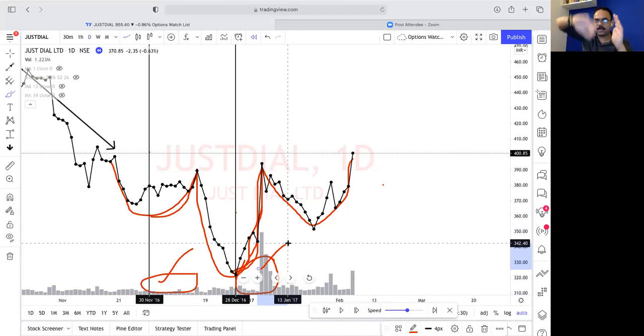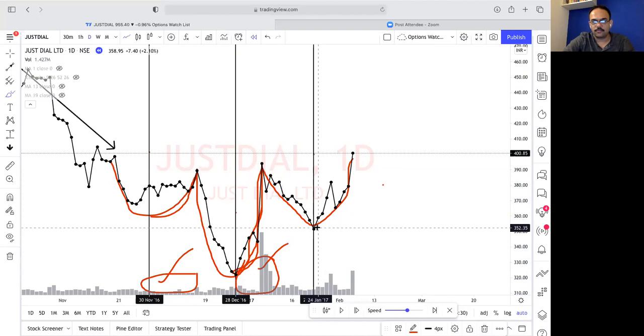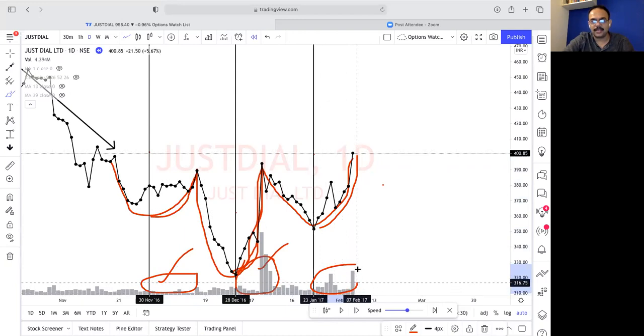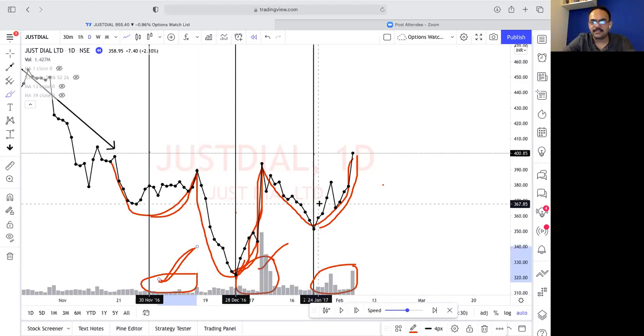The second time, the volume has increased. And now from here, you can see again the volumes have increased. From here to here, the volumes are higher relative to the first going up, right? So correct, the volumes are increasing as it is going up.